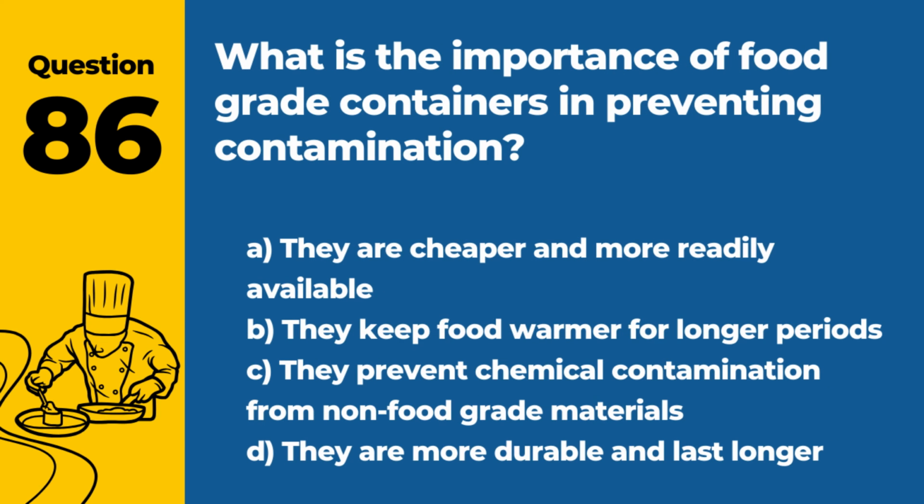Question 86. What is the importance of food-grade containers in preventing contamination? A. They are cheaper and more readily available. B. They keep food warmer for longer periods. C. They prevent chemical contamination from non-food grade materials. D. They are more durable and last longer. Answer: C. They prevent chemical contamination from non-food grade materials. Food-grade containers are important in preventing contamination as they are designed to prevent chemical contamination from non-food-grade materials.